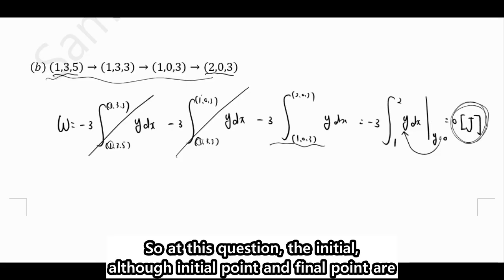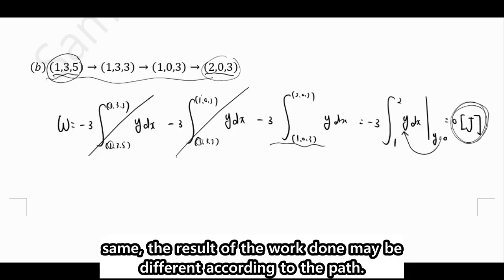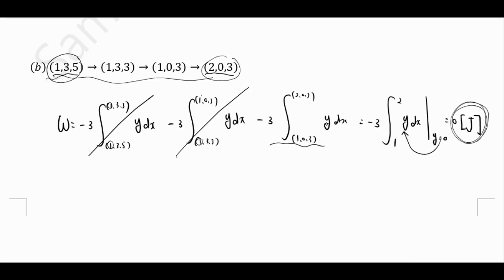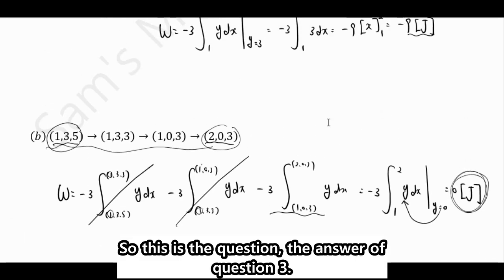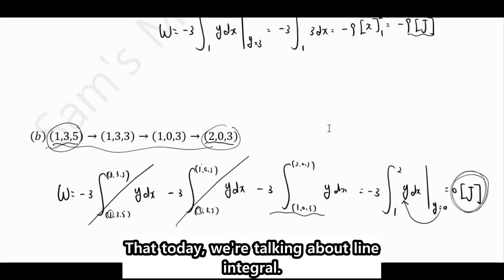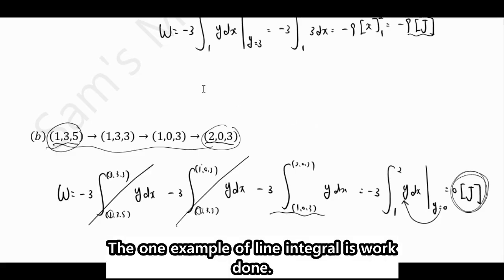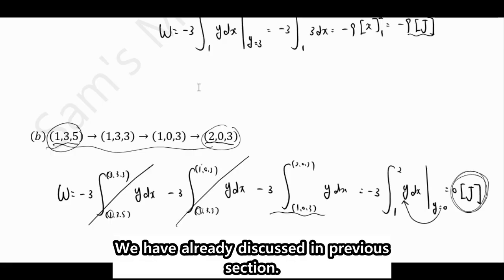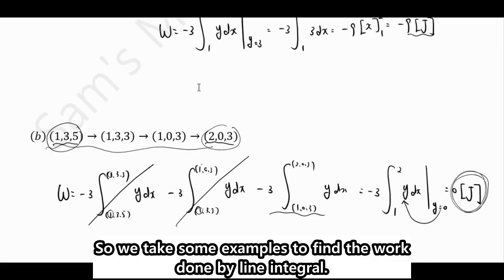So in this question, although the initial point and final point are the same, the work done may be different according to the path. This is the answer of question 3. Today we're talking about line integral. One example of line integral is work done. We have already discussed it in the previous section. So we take some examples to find the work done by line integral.